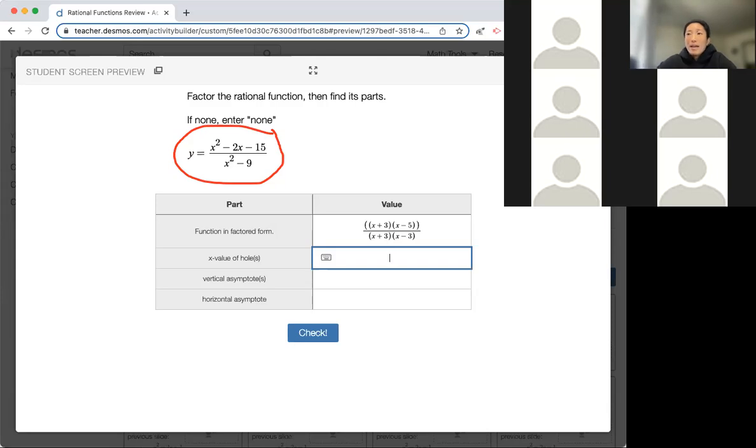Well, what x value makes that 0? In other words, when does x plus 3 equal 0? What x? Yeah, at x equals negative 3. So over here where it says x value of the hole, we can type x equals negative 3. Now let me pause for a moment. Are there any questions about how we got to that negative 3?